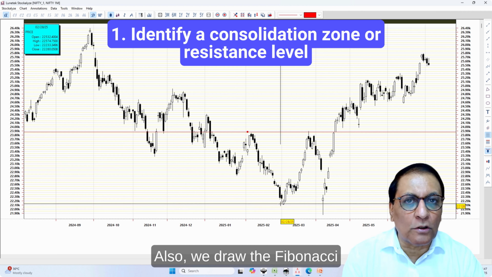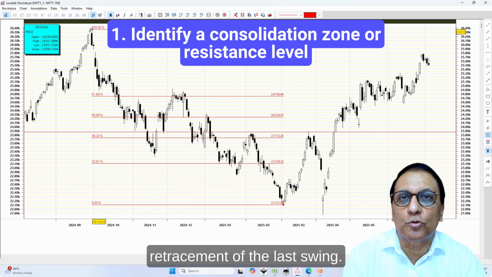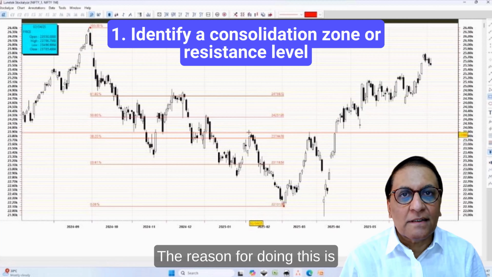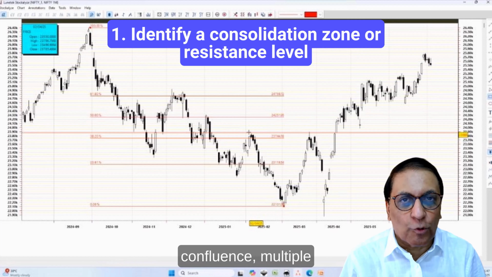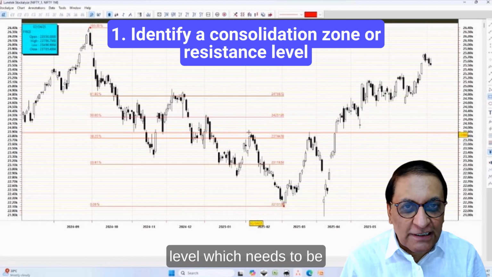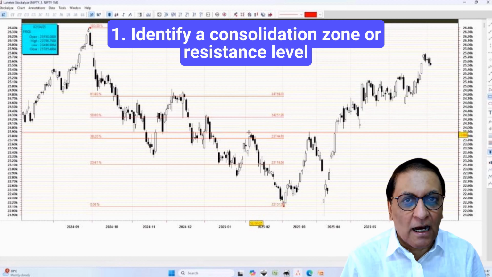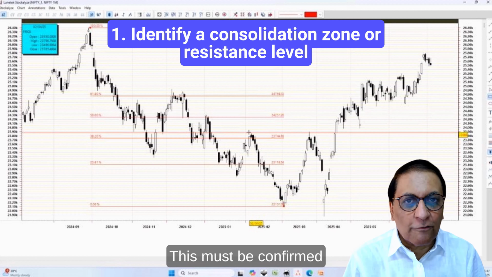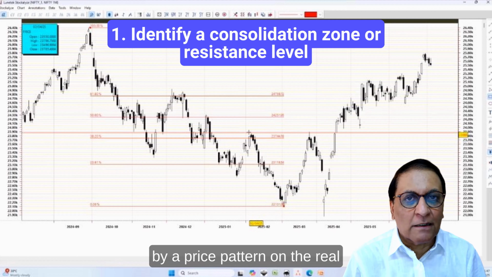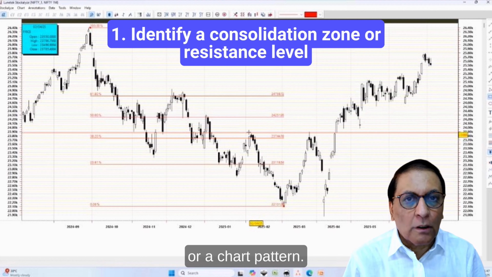Also, we draw the Fibonacci retracement of the last swing. The reason for doing this is that we need to combine, or confluence, multiple resistance levels into one solid, powerful resistance level, which needs to be crossed by a powerful Heikin Ashi candle having a large body and no lower wick. This must be confirmed by a price pattern on the real price chart, like a gap or a chart pattern.